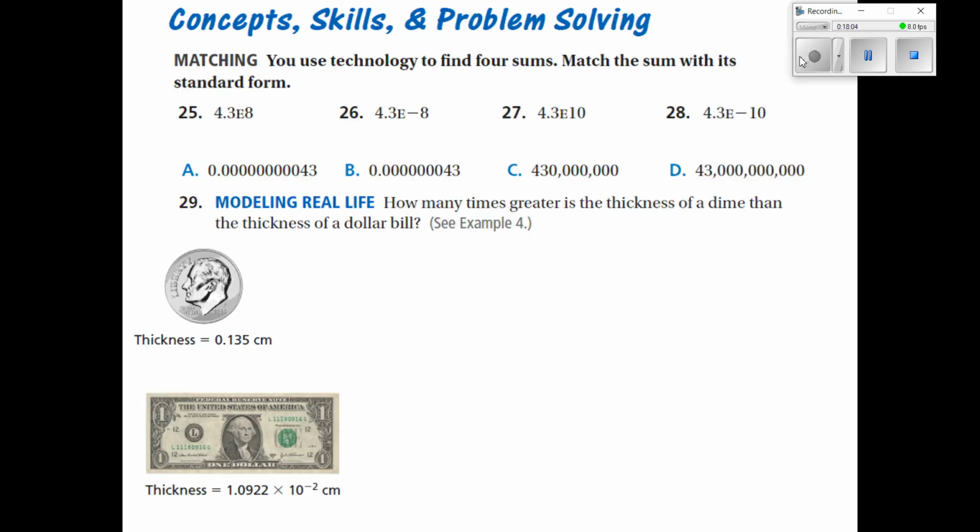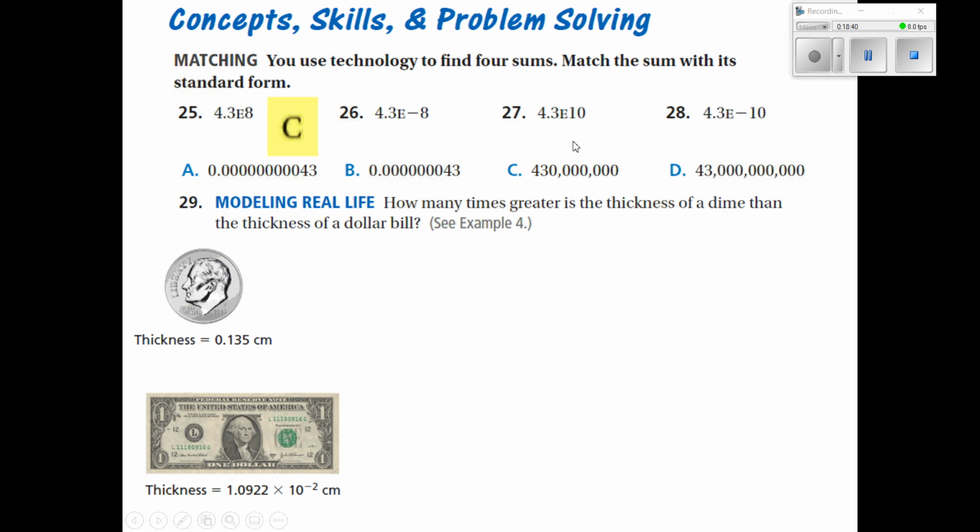All right, now we're going to mosey on to number 25. It says, use technology to find 4 sums, match the sum with the standard form. These are the standard forms, these are the sums. This says 3.e, and the exponent is 8. So that means I'm going to be moving this forward 8 places. So that's going to be 7 zeros after the 3. Over here, I see after the 3, there's 9 zeros. Over here, I see after the 3, there's 1, 2, 3, 4, 5, 6, 7 zeros. 25 has to be C.